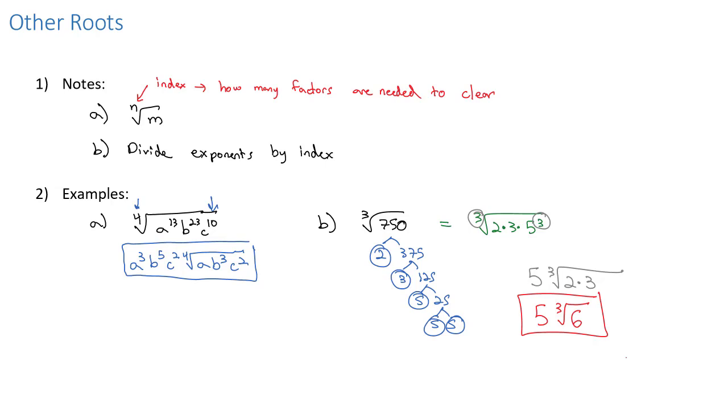So when working with other roots, the process is still the same. We just need to make sure we have 3 things to clear a cube root, 4 things to clear a 4th root, or whatever the index might be for your problem.